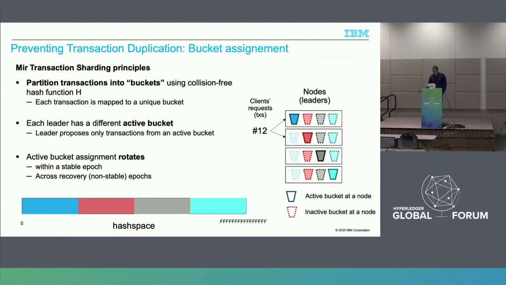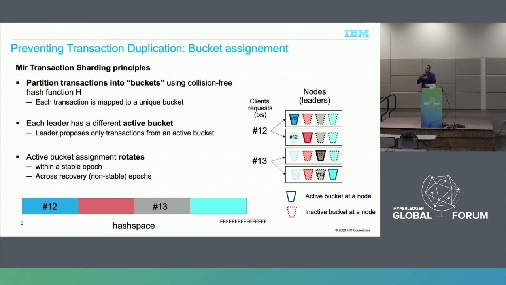So there is a transaction coming in. It hashes to the blue part of the hash space. This is a collision-free cryptographic hash function. There are no cheats. Basically SHA-256 in our implementation. It hashes to the blue portion, which means it can only be proposed by node number 0. There is another transaction coming. It hashes to the gray part of the hash space and belongs to this node. And for a certain time, which we call an epoch, only those nodes are allowed to propose these transactions.